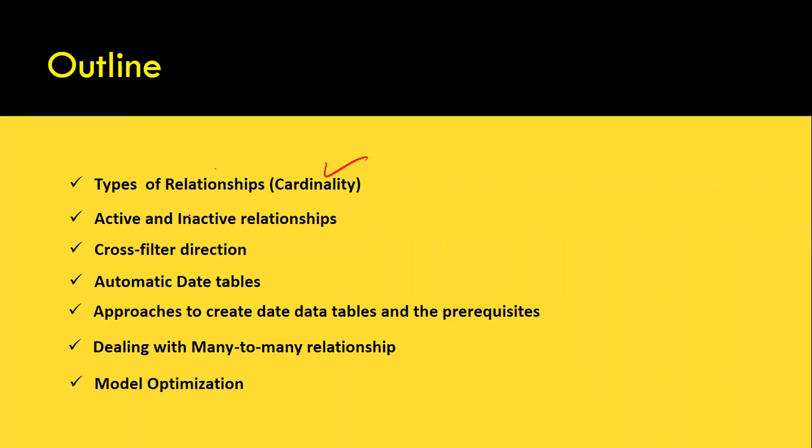And also we will take a look at what is an active and inactive relationship. This is very specific to Power BI, and followed by this, we'll take a look at what is cross filter direction, and if time permits, we will take a look at the rest of the topics.